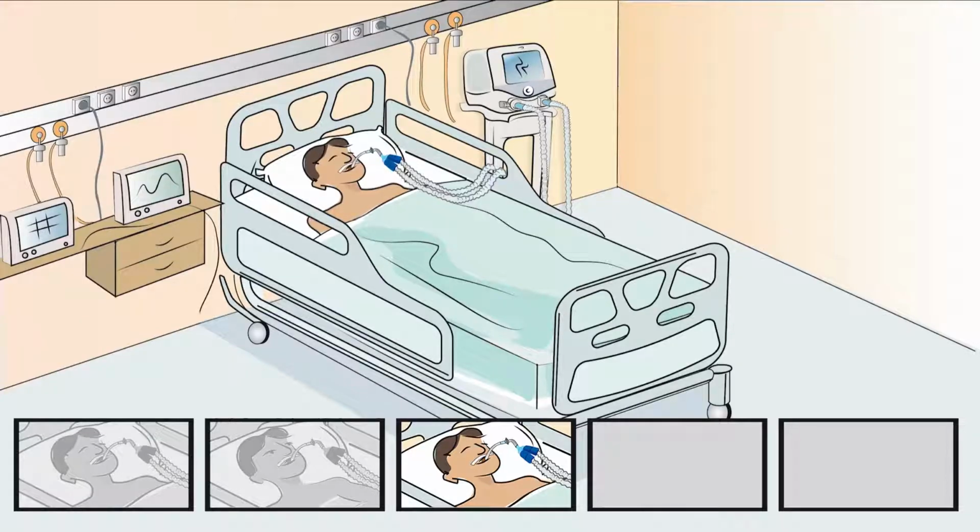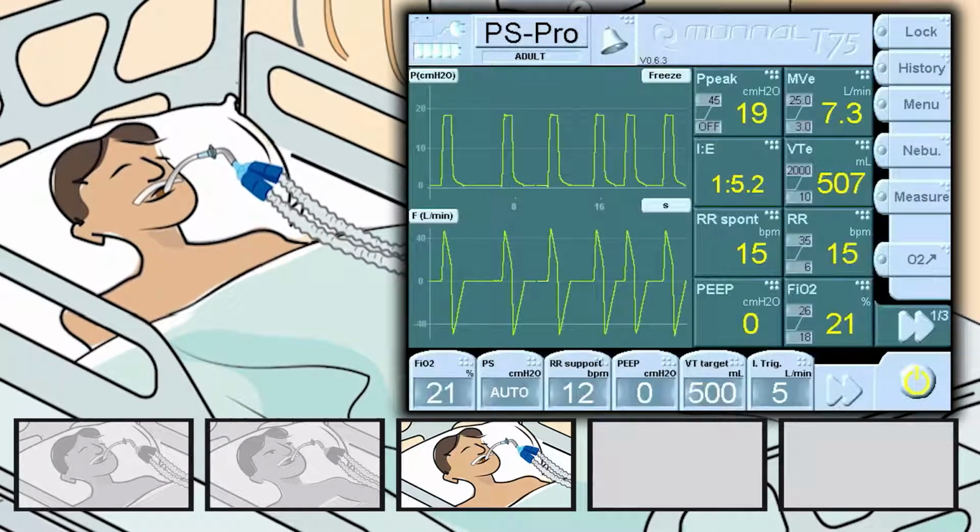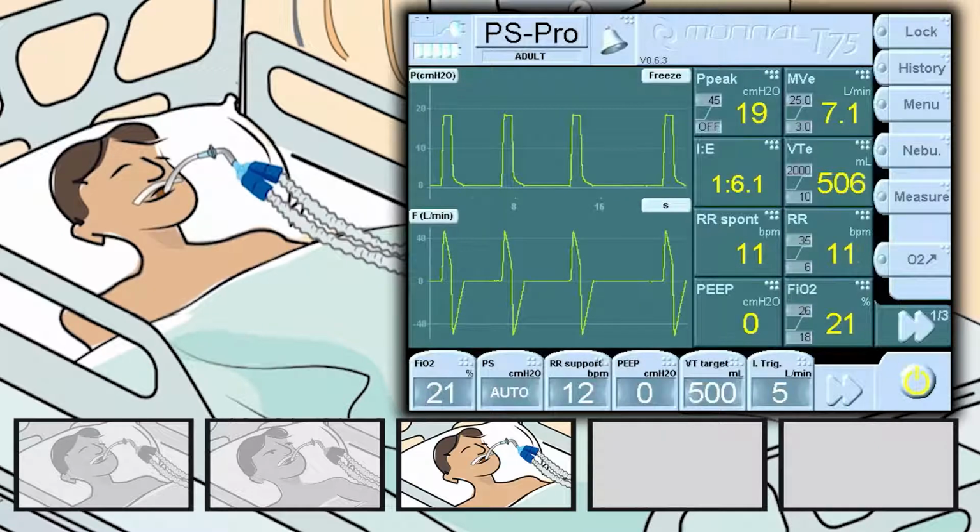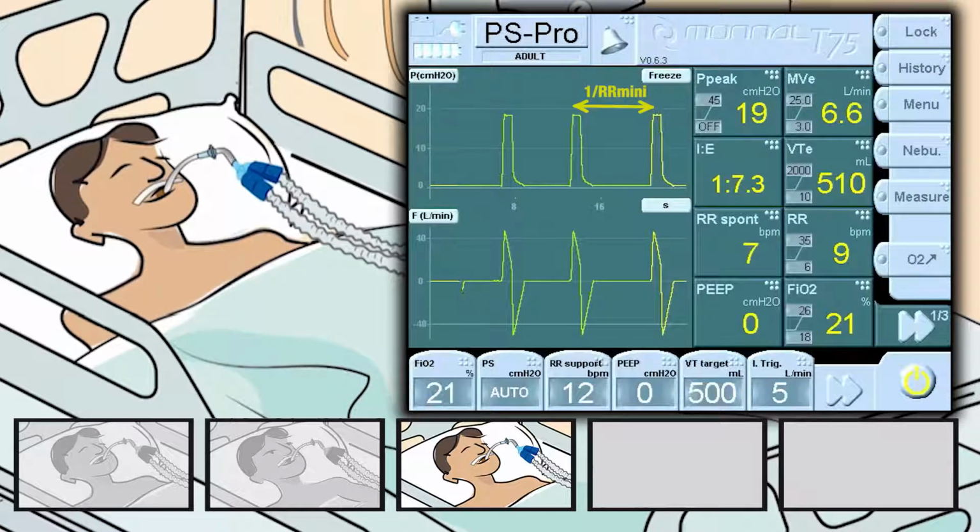Now let's imagine our patient falls back asleep because he is still under the effects of the anesthesia. His respiratory rate is slowly decreasing until the minimum respiratory rate is reached. Once this safety threshold is met, the ventilator will progressively deliver mandatory pressure cycles, giving the patient the opportunity to breathe spontaneously again when able. If not, the patient will be safely ventilated at the support respiratory rate.